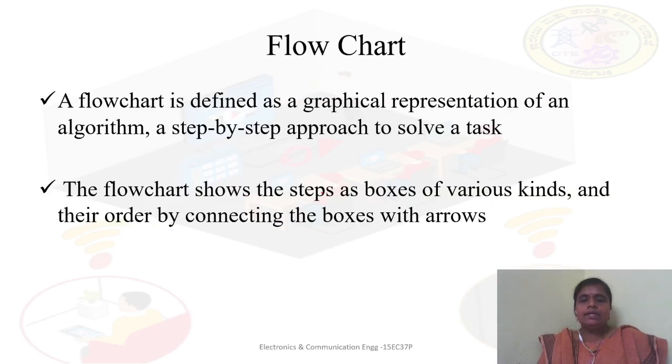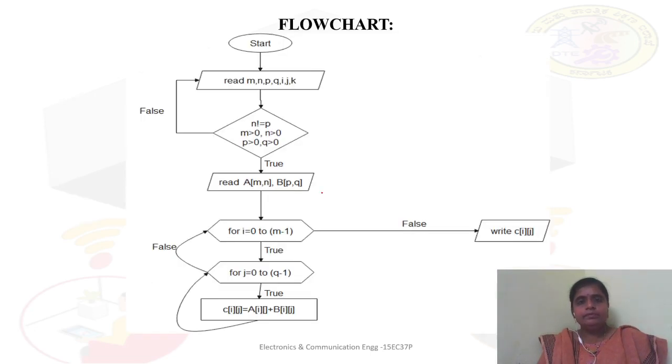Now we will see what a flowchart is. A flowchart is whatever we have written in the algorithm, represented graphically, or you can directly go for the flowchart, which is a graphical representation that makes it easier to understand the step-by-step approach of your program. So this is the flowchart we are having. We first read the values of the matrices. We check the condition that the rows and columns should be greater than 0, and your values should be equal. Then later we are going to read the values once it is true. If it is false, again we will ask to re-enter the values.